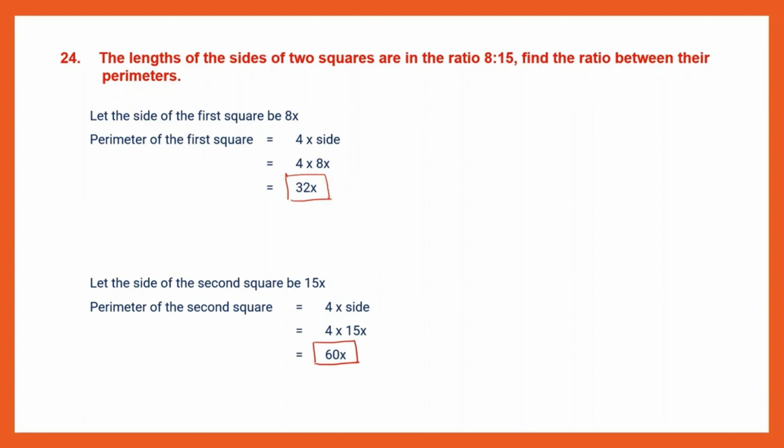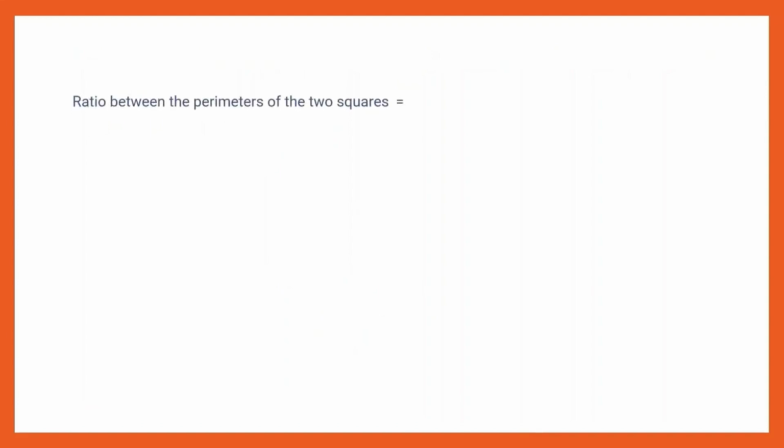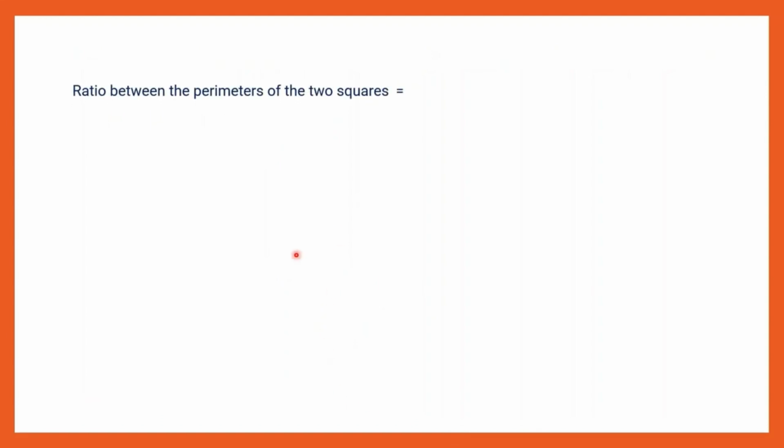So 32x is the perimeter of the first square and 60x is the perimeter of the second square. Now this ratio we have to simplify. It is 32x is to 60x. Let's simplify it, reduce it to the lowest term. So for that our first step is writing it as a fraction. 32x by 60x.